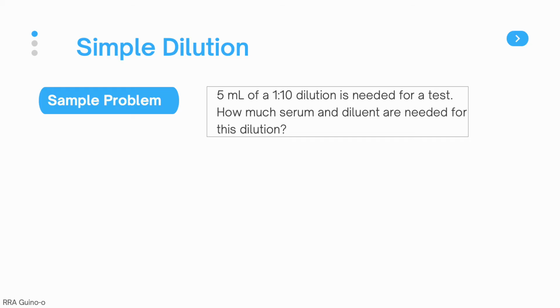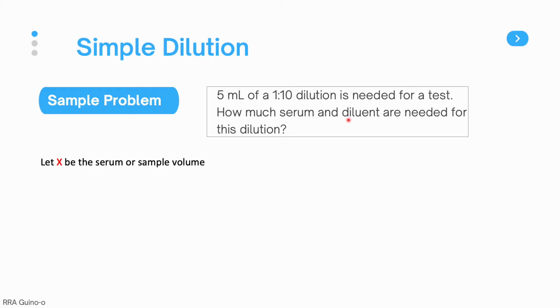Let's now go back to our simple dilution. Here we have another sample problem. 5 ml of a 1:10 dilution is needed for a test. How much serum and diluent are needed for this dilution? So in this problem, we know that the total volume of our solution is 5 ml, and we just need to find the serum and diluent volumes. In this case, we have to let the X be the serum or sample volume. You can pause the video here and unpause it when you have the answer.